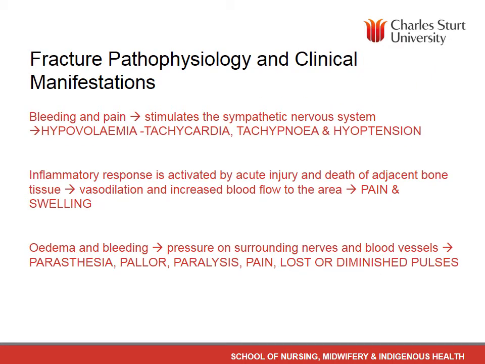The bleeding and pain that we see associated with a fracture stimulates the sympathetic nervous system, and we've talked about that when we talked about shock and hypovolemic shock in module 2. When the sympathetic nervous system is activated in response to a reduction in circulating blood volume, and also in response to pain, adrenaline and noradrenaline are released, and that acts on the beta receptors in the heart, which results in increased heart rate. It also acts on respiratory rate, so we see tachypnea, or increased respiratory rate, and hypotension as well.